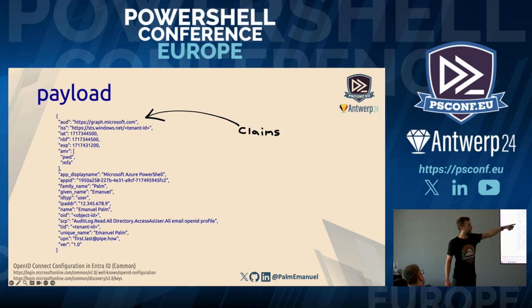We have an MFA claim to show that I actually logged in and used multi-factor authentication with this token. We can see which client was used, in this case, Microsoft Azure PowerShell. And we can see my name, my UPN, my IP address, and all the scopes that I asked for in this token. So this is what's sent to my application, and it's what the application will use to authorize me and try to ensure that I have access.